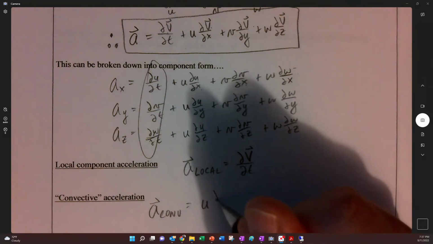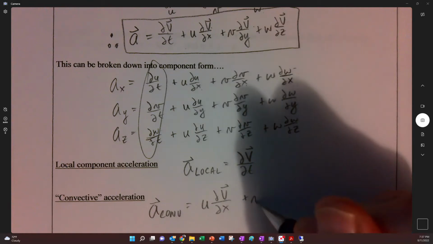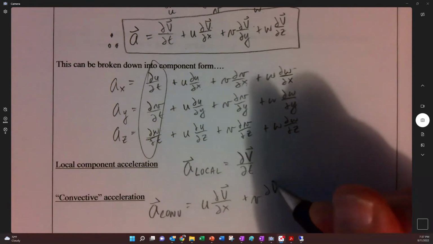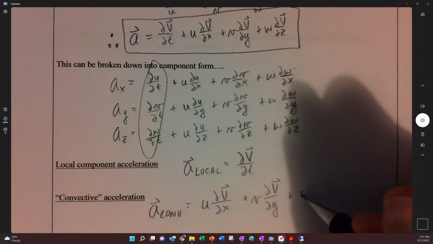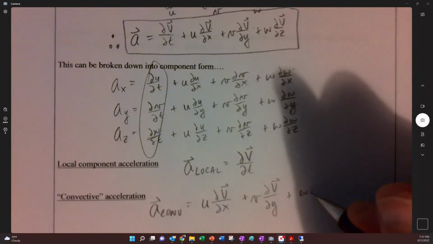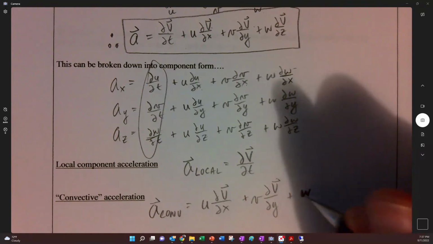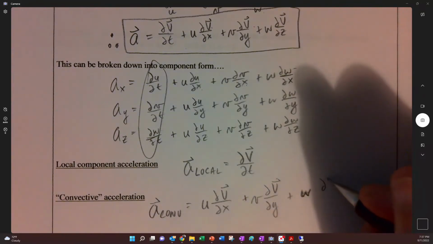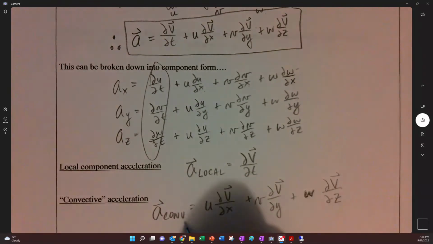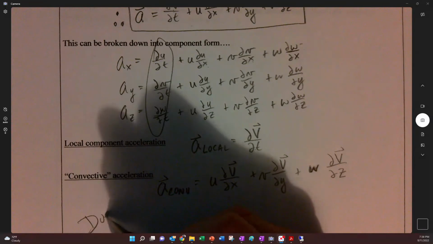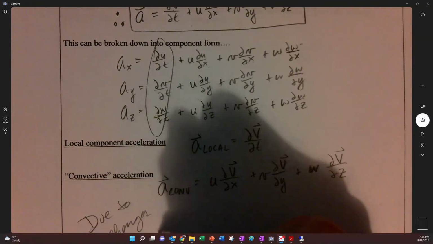It's going to be u ∂V/∂x plus v ∂V/∂y plus little w. That's not an omega. I tend to make it look like an omega, but that's actually a lowercase w, ∂V/∂z. And this one is due to changes in position.